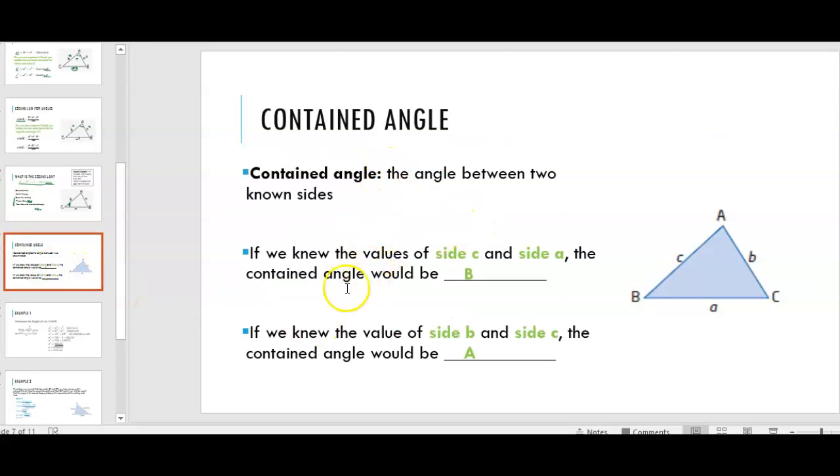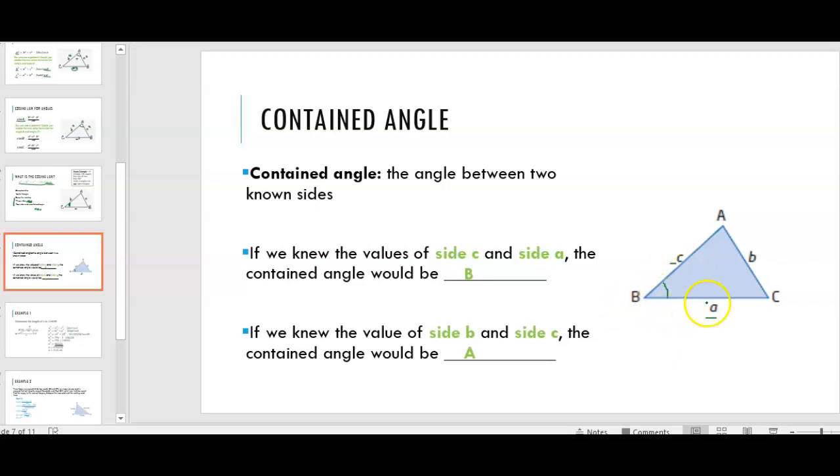cosine law. Okay, so if you have the triangle ABC and we label the sides as we have mentioned, using the same letters as the vertexes but lowercase. So opposite angle B is side B, opposite angle A is side A, and opposite angle C is side C, all of them lowercase. Now if you have side C and side A given to you, in order to use cosine law, the angle in between those two sides, called the angle contained by those two sides, must be given.